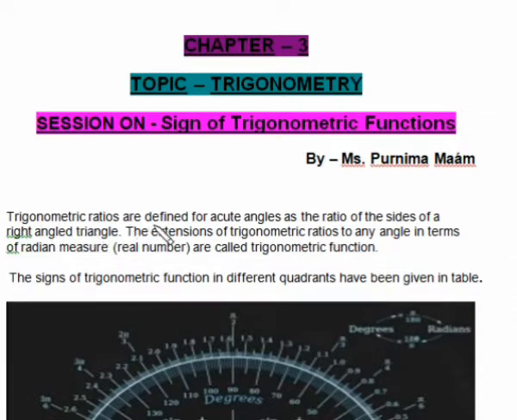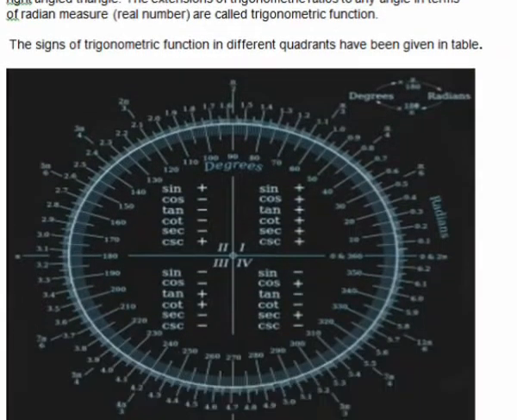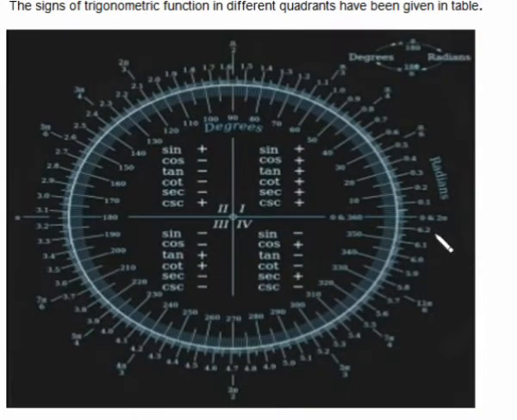Now, trigonometric ratios are defined for the acute angle. Acute angle means the angle lies between 0 to 90 degrees, as the ratio of the sides of a right-angled triangle. The extension of trigonometric ratios to any angle in terms of radian measure, that is a real number, is called the trigonometric function.